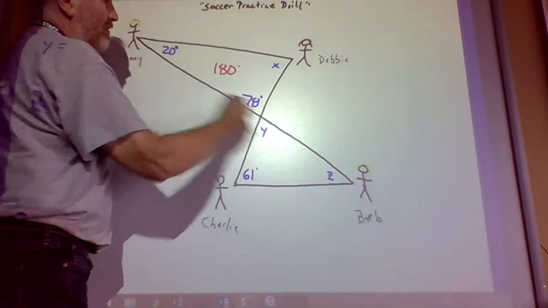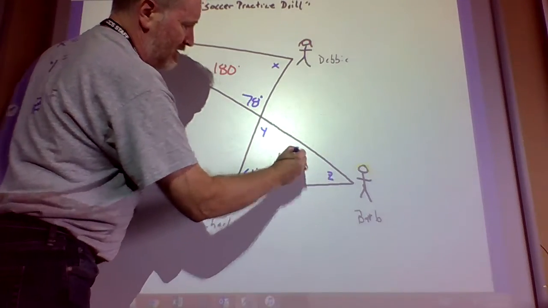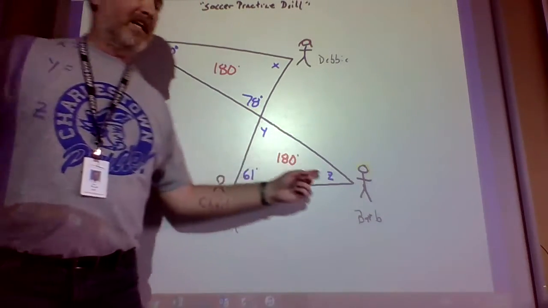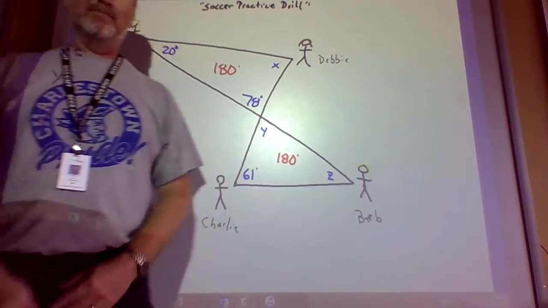So that one's got to be 180, and then this one's also a triangle, so that one's got to be 180 degrees. All right. Now some of y'all are saying, but Mr. Metcalfe, you're missing 2 down here. That's going to be tough. We'll get to it in just a minute.